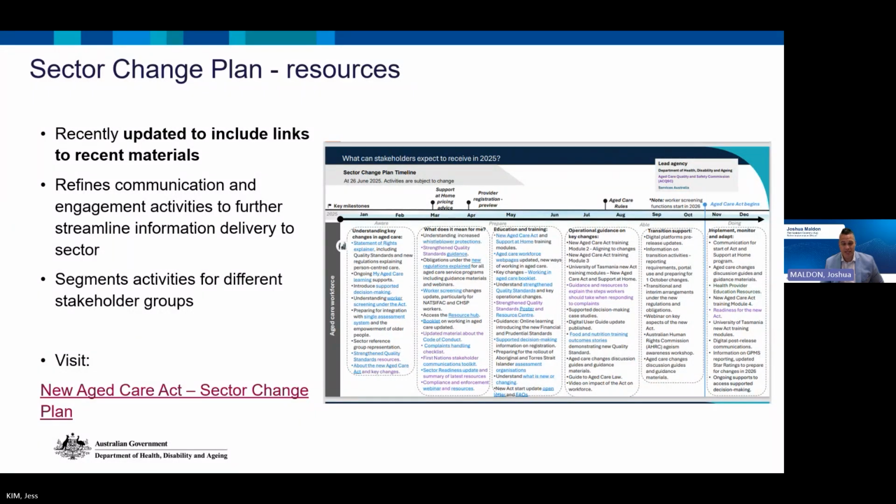So it's been recently updated to include the links to recently released resources. And again, what it does is it outlines those products against the time frame for delivery. So for example, if you're looking for standards guidance, you're able to triangulate that by looking at the list, or if you're after information about supported decision making, again, there are links available on there that you're able to click. Those resources are also added to the resource section on the Prepare for the New Aged Care Act webpage, which is available on our website.